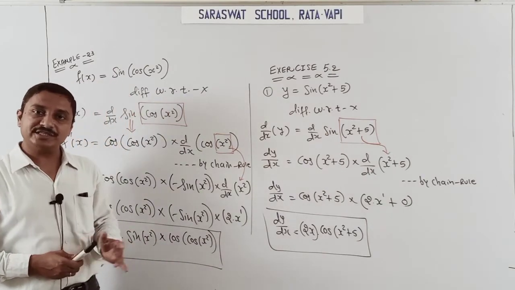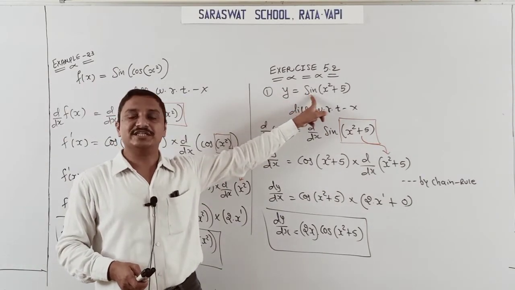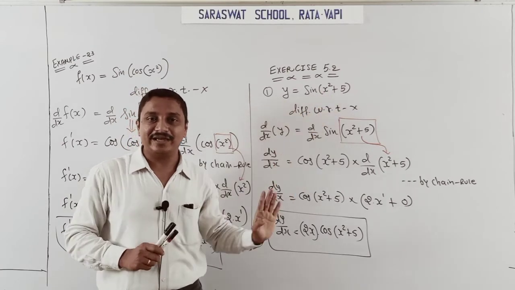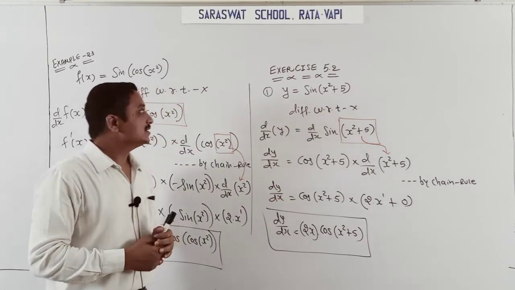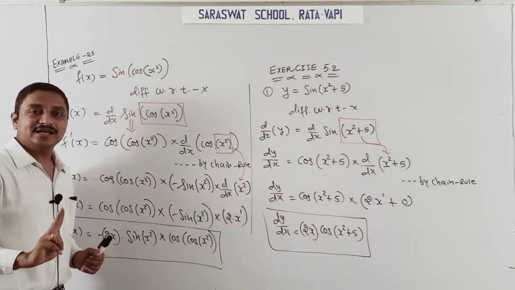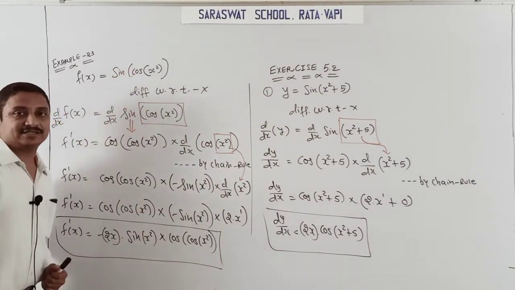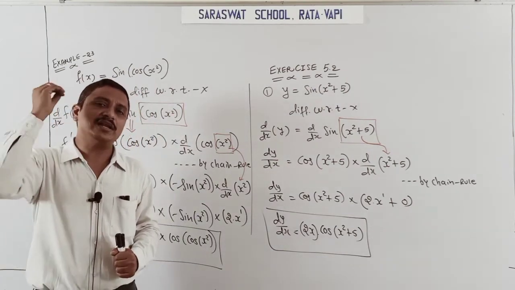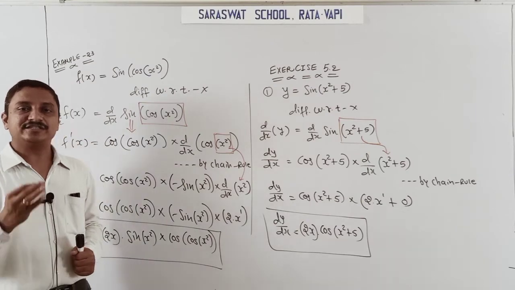For more practice, students, you write down here 5 different questions: cos x square plus 5, tan x square plus 5, cos x, sec and cot. Same as here, you also write down sin and cos with different derivative functions, and try to practice our chain rule more. Yes, students, chain rule is a very easy and simple process.